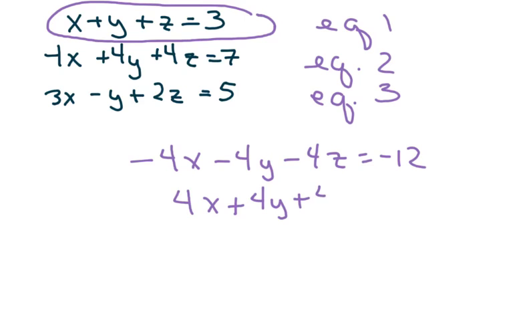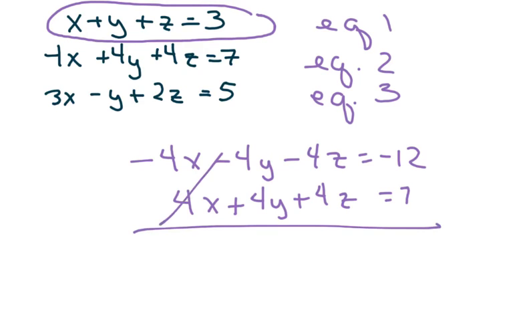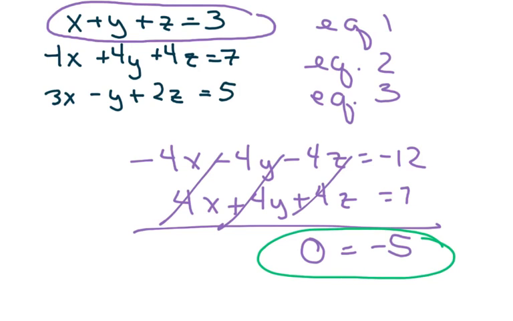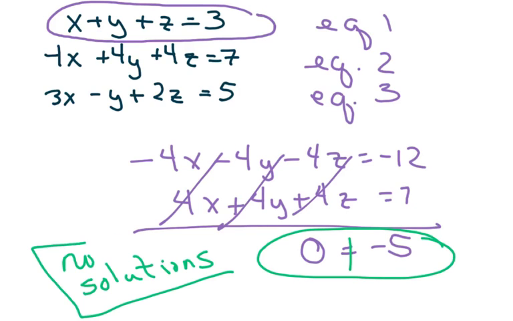I think you can see what's going to happen here. And what happens is all this cancels, and we get 0 equals negative 5. And like we said in the previous video, when you have something that's not true, that means there's no solutions. That basically means these are parallel lines in 3 space.